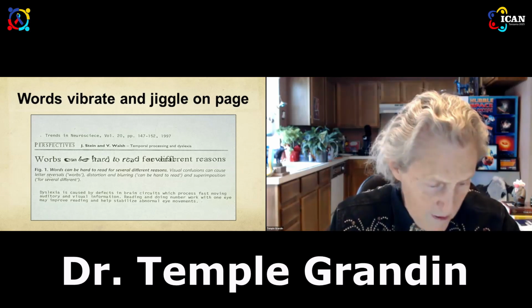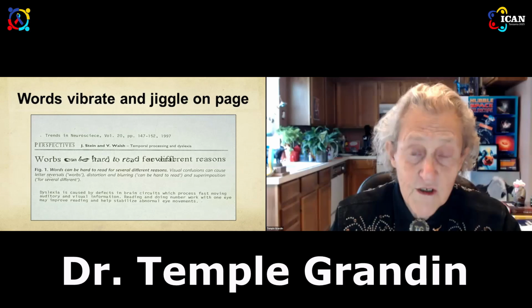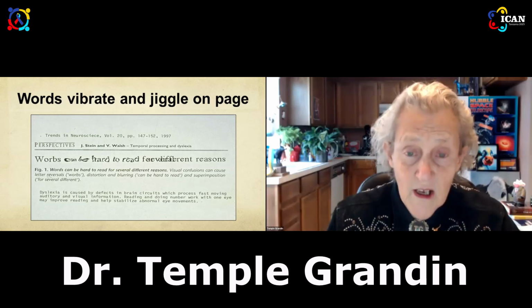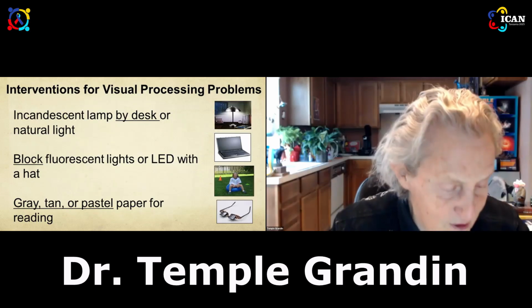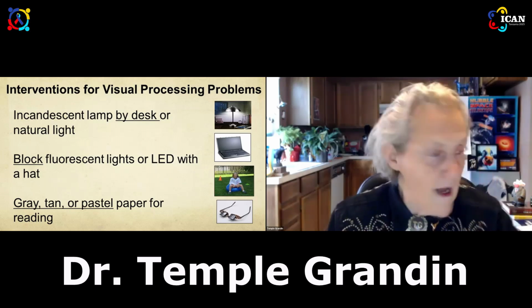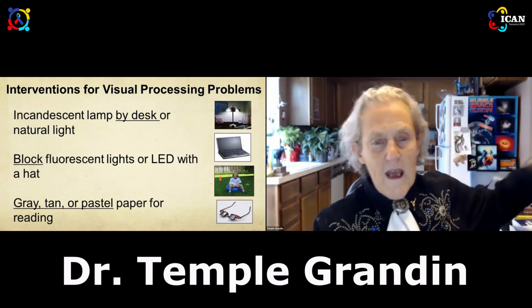Now, I want to make it very clear, this does not explain all dyslexia. It only explains some dyslexia. Okay, the next slide shows some simple things that you can use. Try printing the homework on different pale colored papers.